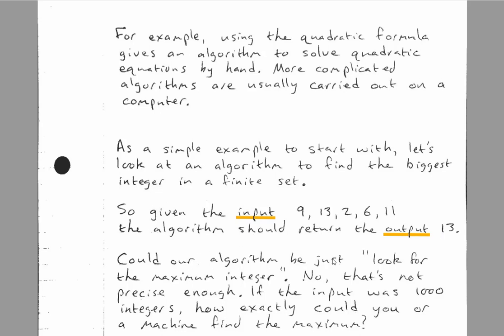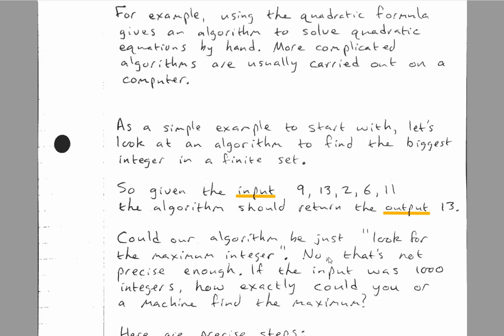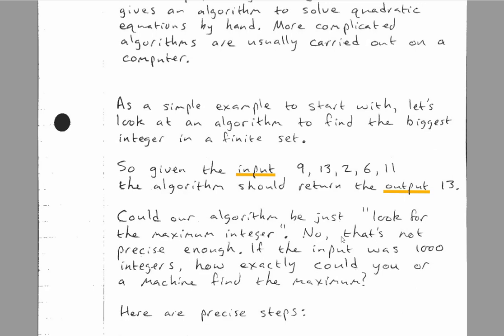Could our algorithm just be look for the maximum integer? No, that's not precise enough. Yeah, if the input was much bigger, say a list of 1,000 integers, then how exactly is the machine supposed to look for the maximum? All right, so yeah, we want precise steps.